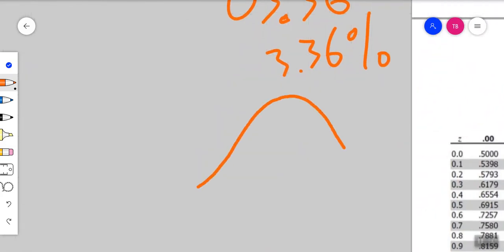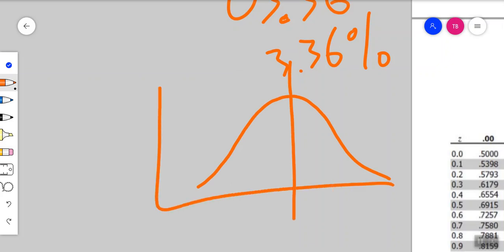So here's our curve again. And again, you're split down the middle. That means you're just doing this little tiny bit over here. The negative 1.83 is just this little tiny spot, which is equivalent to 3.36%. Okay? So I'll do one more.